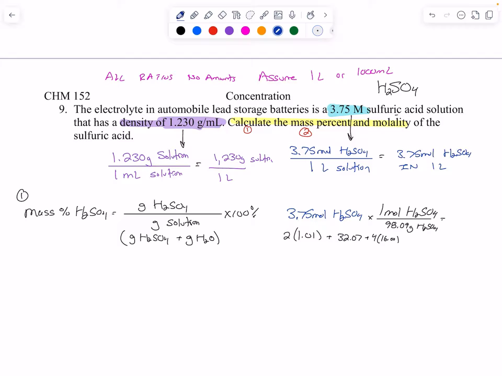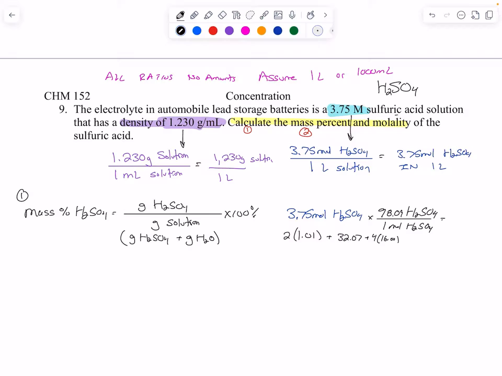I get 0.038. No, that's not right. I did this backwards. You're probably looking like, what's he doing? Let's go with the correct units. I just made a mistake. So this is 1 mole H2SO4 and it's 98.09 grams. This is why you write it out. Does that make sense? And do the math, right?